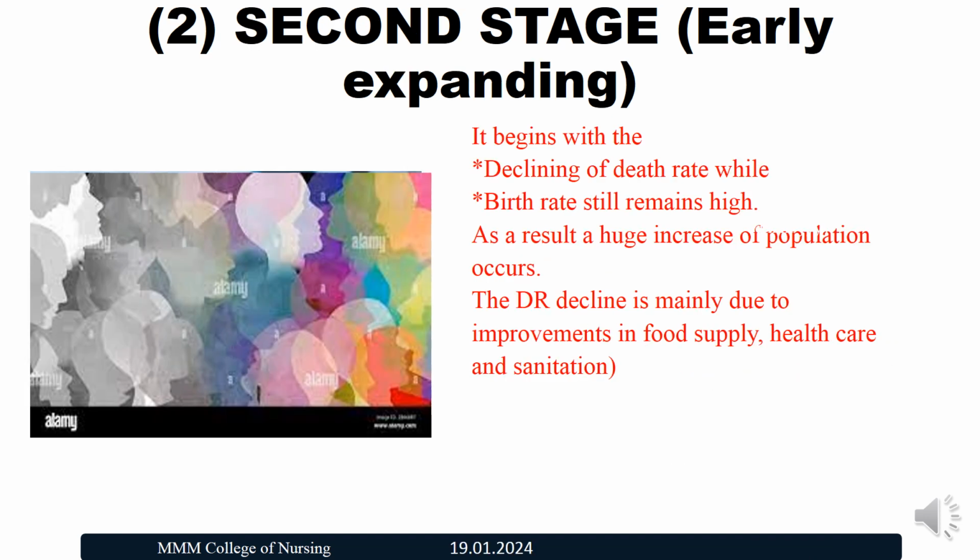Next is the second stage, which we call the early expanding stage. It begins with the declining of the death rate, but the birth rate still remains high. As a result, there is an increase of human population. The death rate decline is mainly due to the improvement in the food supply, health care and sanitation, but the birth rate remains high. So, there is an increase of population.